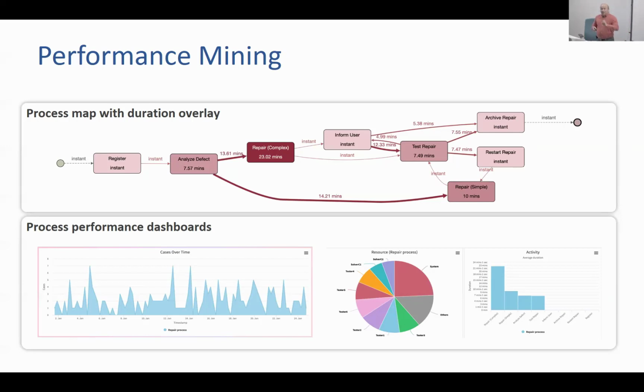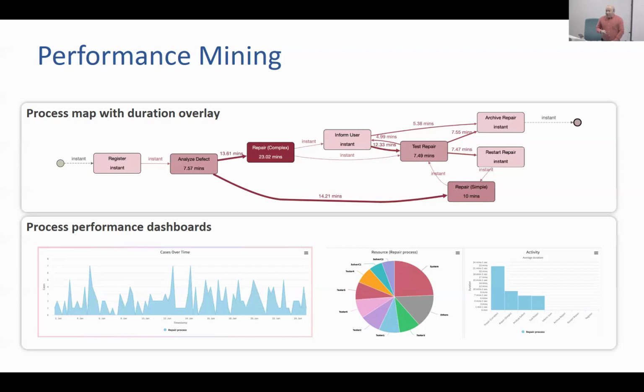In a duration overlay, the activities and the arcs are overlaid with some statistics about their duration, the duration of the activity, and that could be the average, the mean, the sum, which is also called the total, etc. And the same thing for the arcs. The arcs contain information about waiting times, and the nodes contain information about processing times. So you get a very good picture of where your time is being spent in the process.